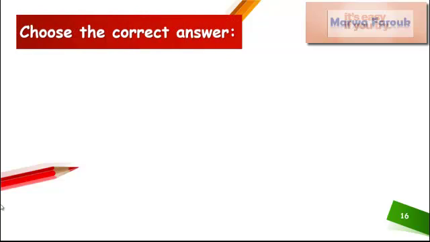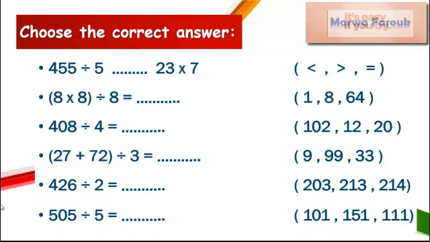Let's start with the first question. Choose the correct answer. Here we have the first exercise: 455 divided by 5 on one side, and on the other side we have 23 times 7, and we want to know which side is greater.